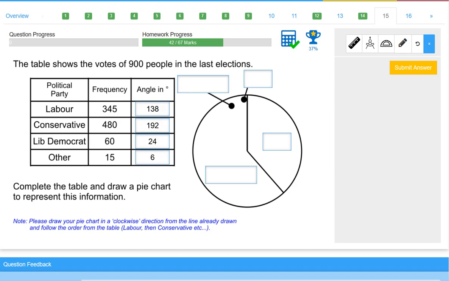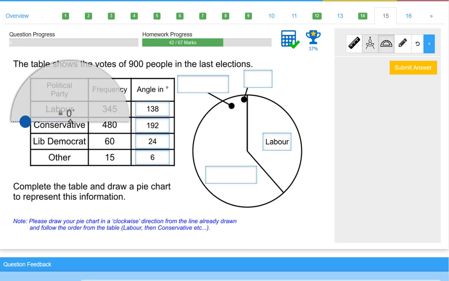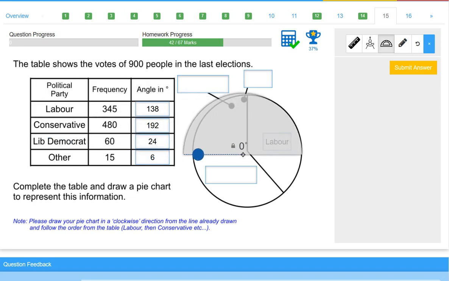And there's my values. Again, I want to just check that. So 138 plus 192 plus 24 plus 6, that comes to 360. Fill in my table. Again, the blue text says draw clockwise. So start off with Labour. So I'm going to fill in Labour there. And then I want to have Conservatives 192 degrees. So again, I'll grab my protractor. And I'm going to, first I want to get this color over along this line here.